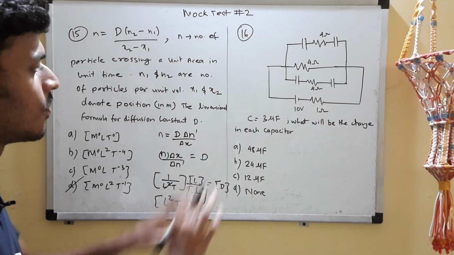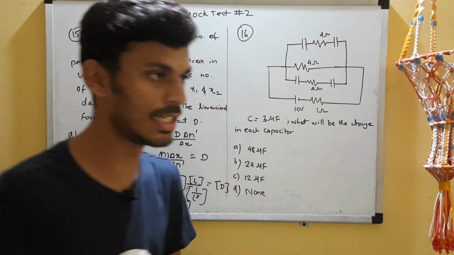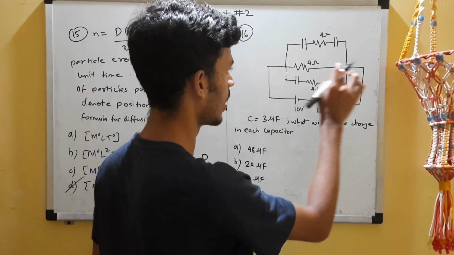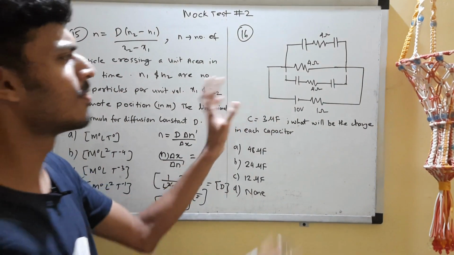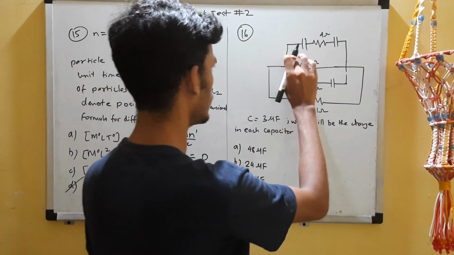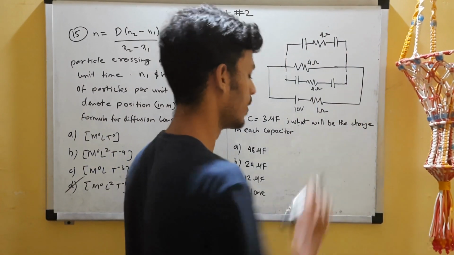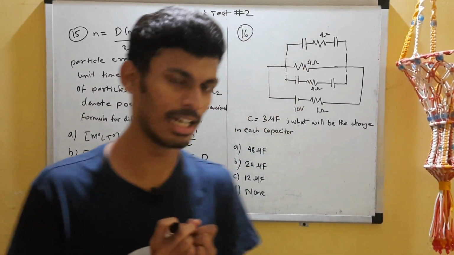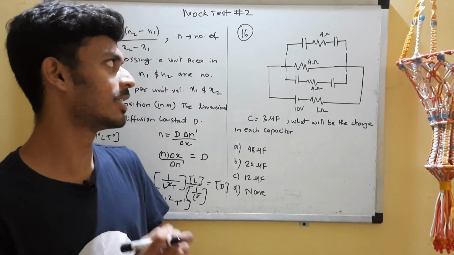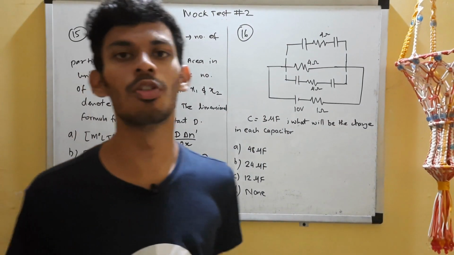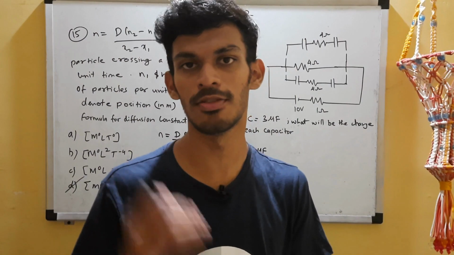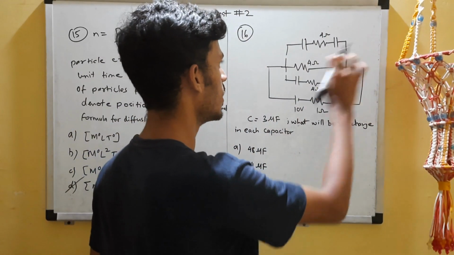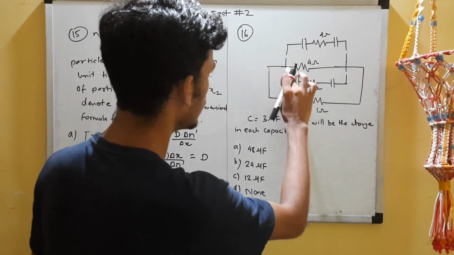First of all, when all the capacitors get charged, there will be no current in this branch. The capacitor will store the charge, and this will just act like an open circuit. This will also act like an open circuit. When a capacitor is fully charged, in steady state, there will be no flow of current in the branch where there is a capacitor. So we have a simple circuit over here.